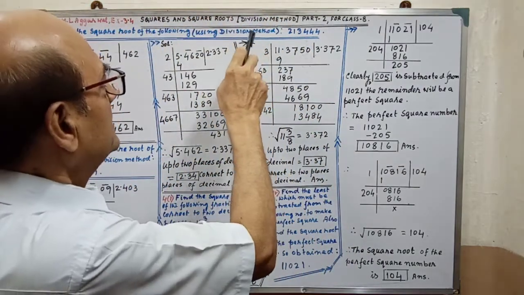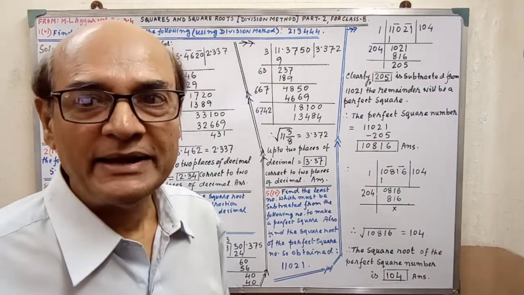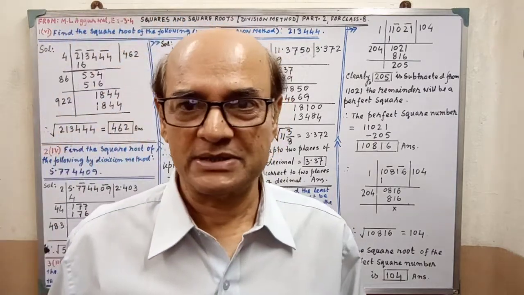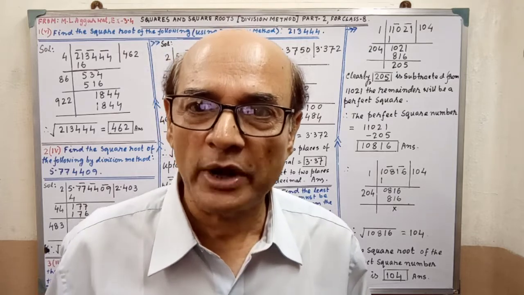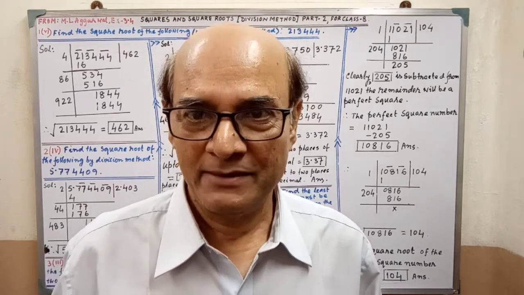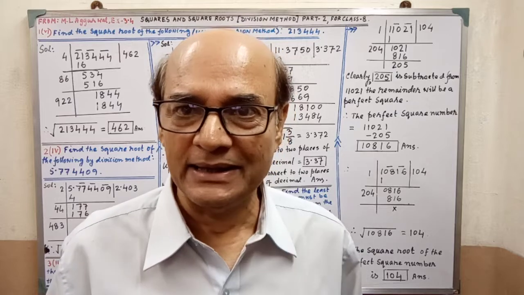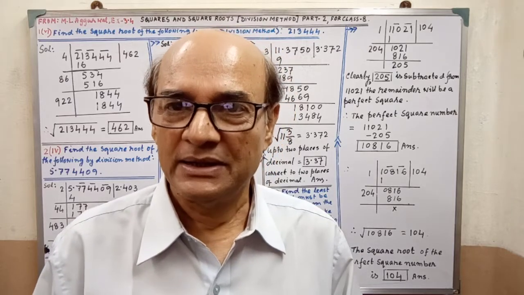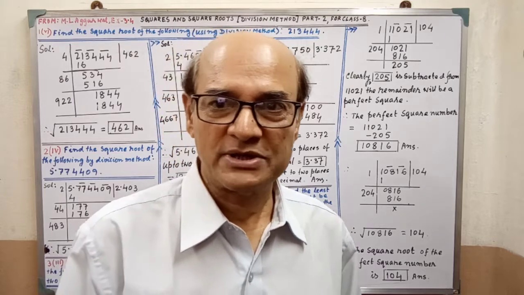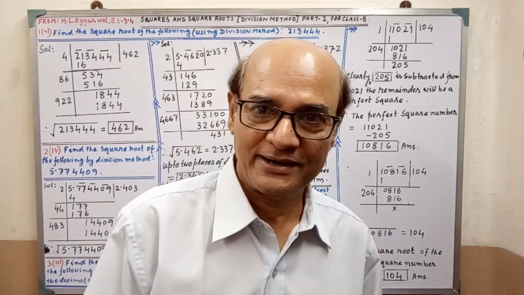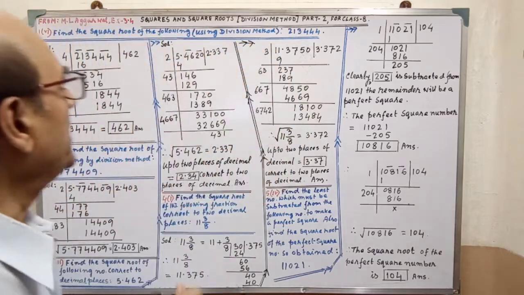Pay your attention. Finding square root by division method. Division method is the vital. In prime factor method, you will get the square root only for a perfect square number. But in division method, for any number, fraction, decimal, integer, any number, for finding square root, you have to understand the division method clearly.